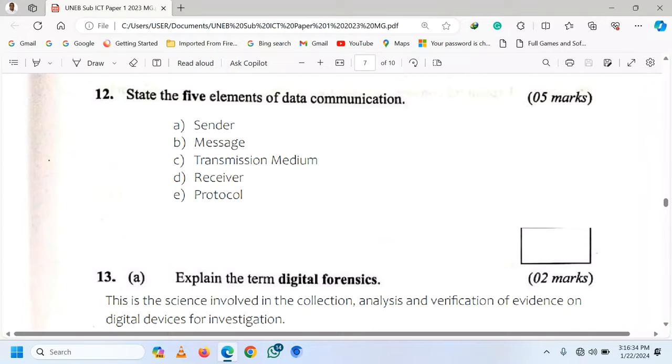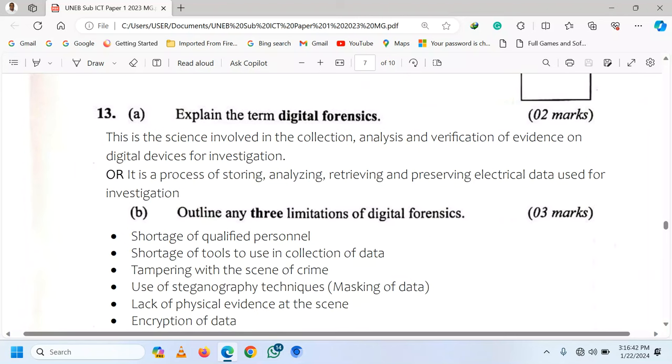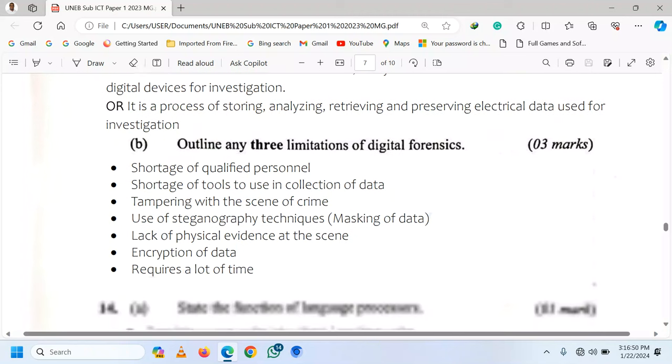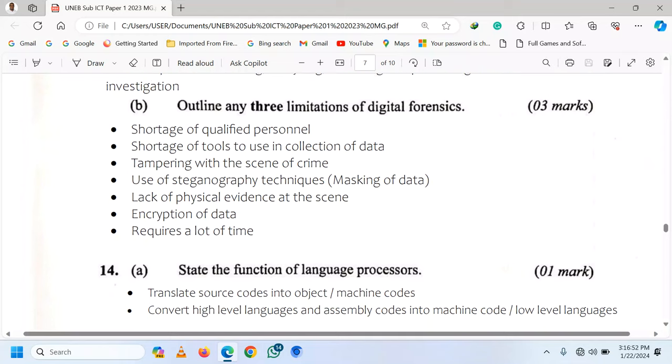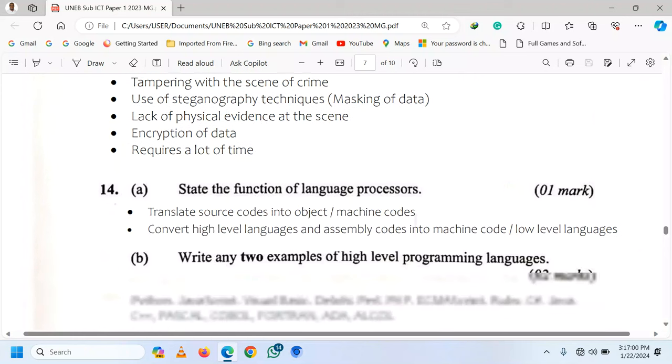Number 11, we are asked to give 5 elements of data communication. Here they are. Number 13, to explain the term digital forensics. Here is the explanation. And then part B, to outline any 3 limitations of digital forensics. These are some of the limitations that the candidate will point out to earn the 3 marks.